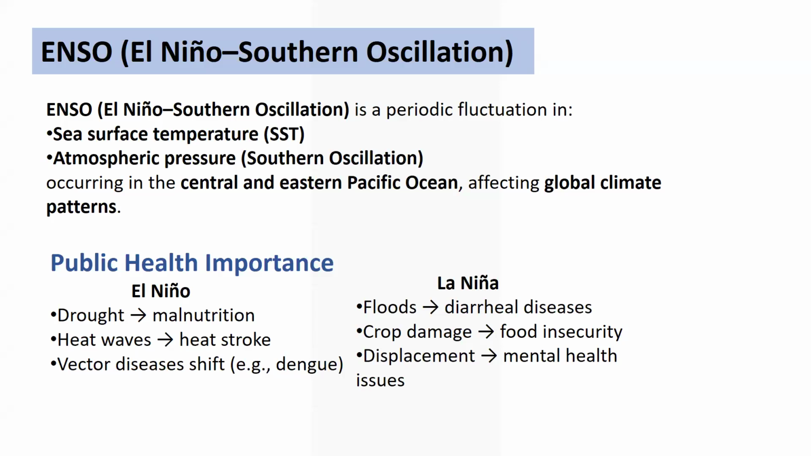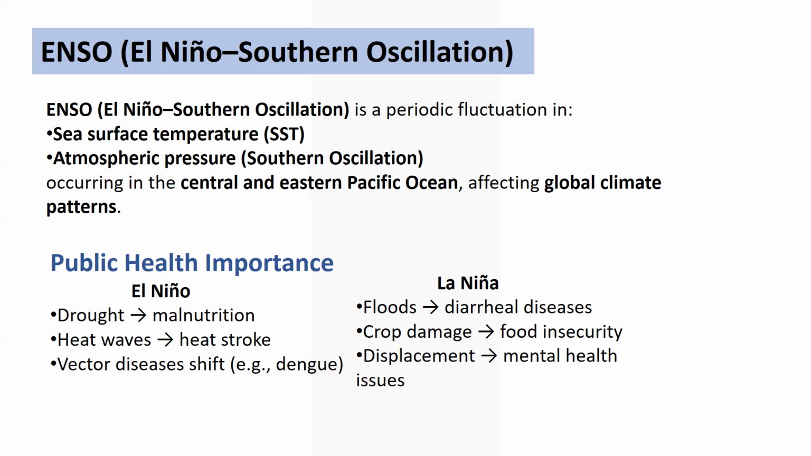The next concept is ENSO. ENSO is El Nino Southern Oscillation. What is this? ENSO means El Nino Southern Oscillation is a periodic fluctuation in two things. The first one is sea surface temperature, SST, and the second one is atmospheric pressure, which is labeled as Southern Oscillation. So this occurs in the central and eastern Pacific Ocean, affecting the global climate patterns. So, what is the public health importance of this ENSO cycle?